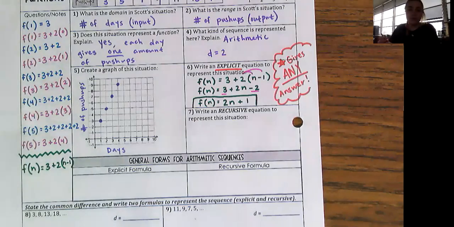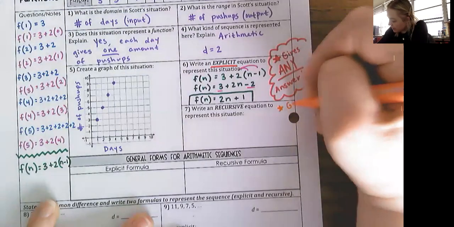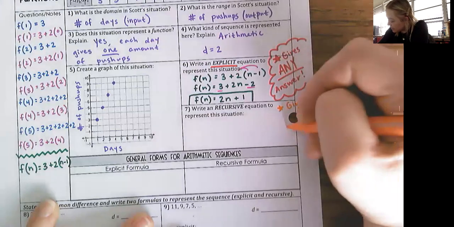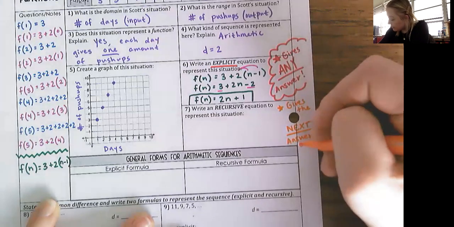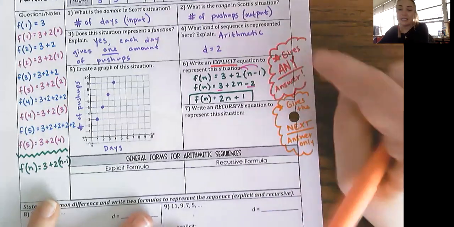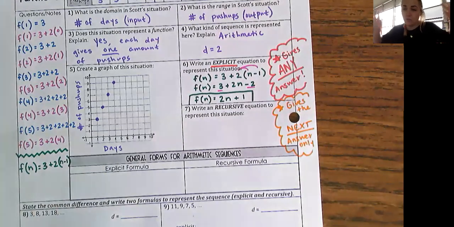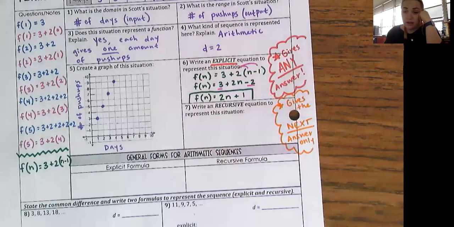Okay, so a recursive equation is going to be a little different. Maybe I'll start with the thought bubble first. A recursive equation gives the next answer only. So explicit is great because it can give you any answer in the entire lineup of numbers. Recursive only can give you the next answer. So you can only use the recursive equation if you know the number before it. We would have to start at 1 and add 2 until we got to 365, and that would be recursive.